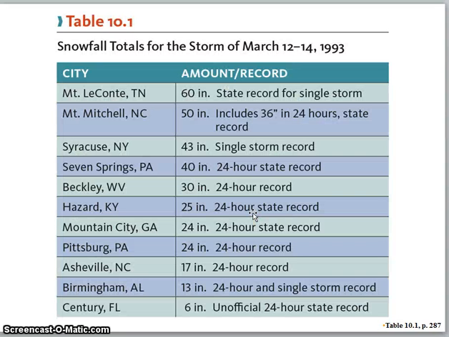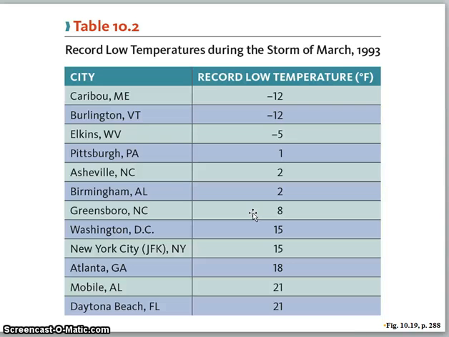Now, here are some of the results of these storms. Look at these snowfall totals. These are records which have yet to be broken. In some places in the Appalachian Mountains of Tennessee, 5 feet of snow fell. In Mount LeConte, Tennessee, that was a state record for any single snowstorm in Tennessee. And look at the low temperatures that were recorded, the record lows behind this front as the clear cold air came in from Canada, the continental polar air.